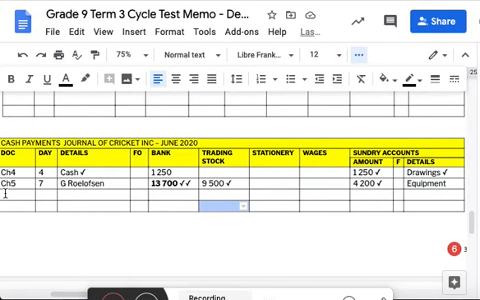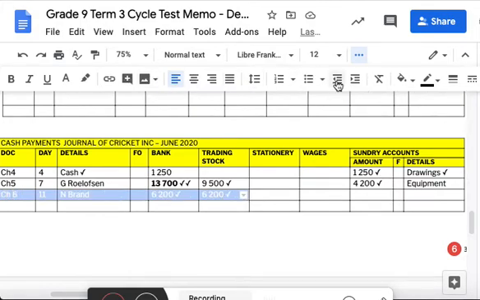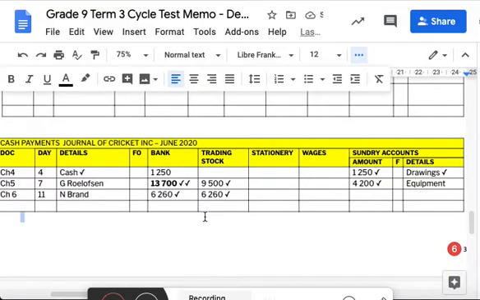Oh, technology. Okay, and it's 6,260. Everyone happy with that?